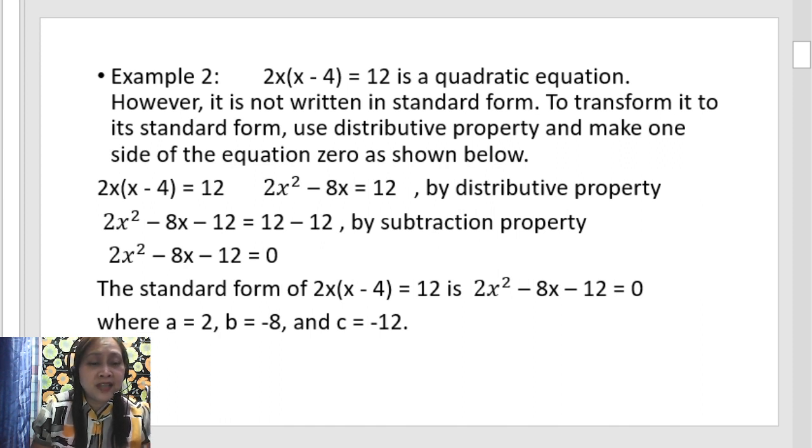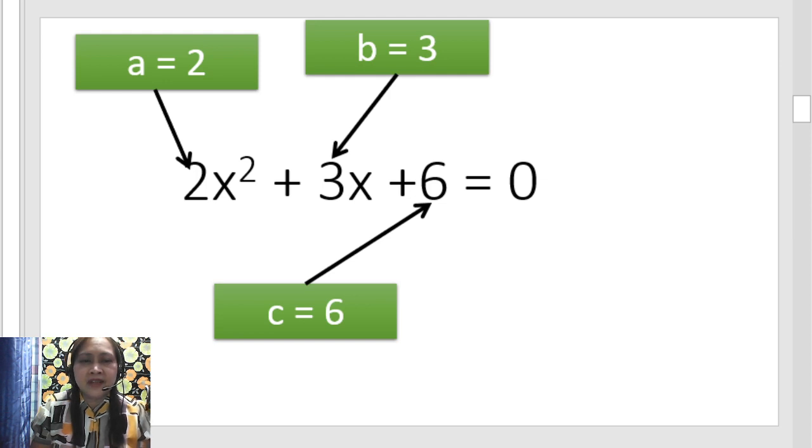Okay, I hope you understand so that you can answer your book, your modules in math. So let us try to answer this one. We'll just give another example. We have here 2x squared plus 3x plus 6 is equal to 0. So what is a here? a is equal to 2, b is equal to 3, and c is equal to 6.